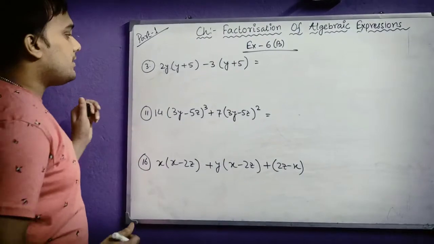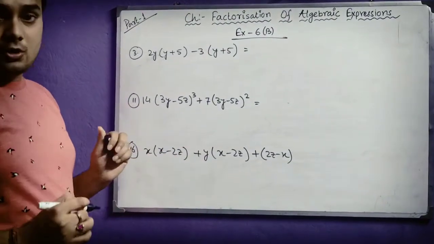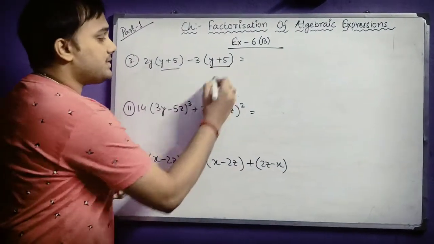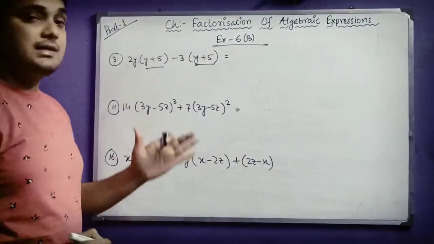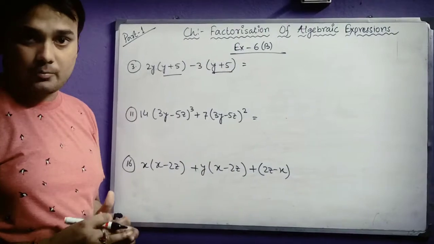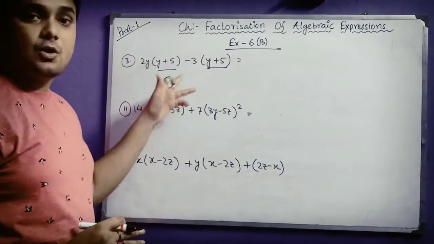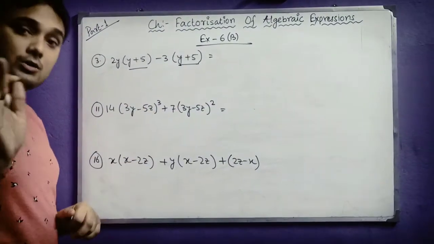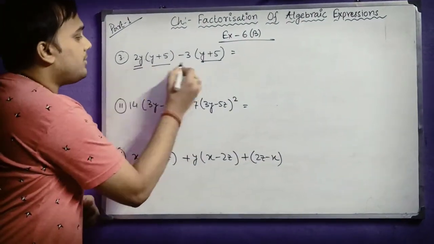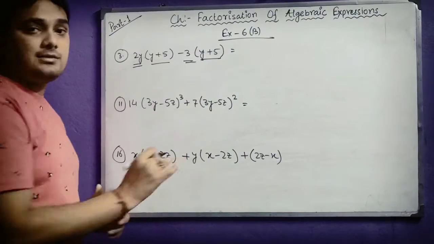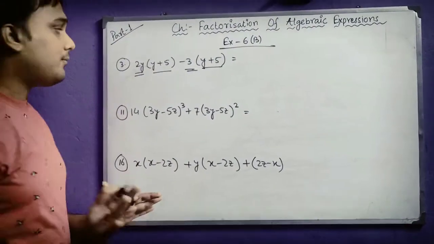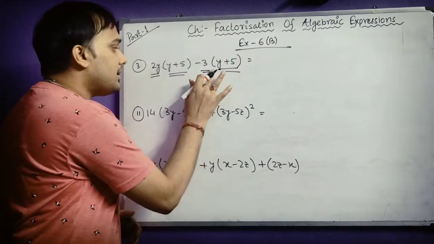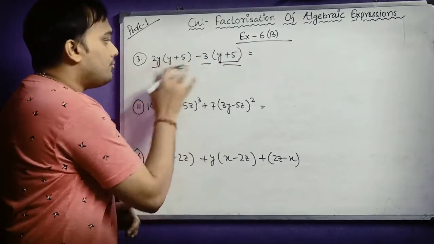Okay, so question number 3 you can see. First you have to make sure, and let me repeat, you have to make sure that the bracket part should be same, because if the bracket parts are not same then you cannot take that as a common. Okay, so the bracket part you can see is already same here, so we can take the bracket part as common. But before that you also have to see whether any common is there in between these terms or not. See, 2y and 3, there is nothing common, so you have to see whether any common is there between the bracket part as well as between the monomial part.